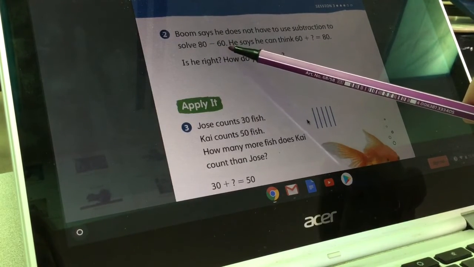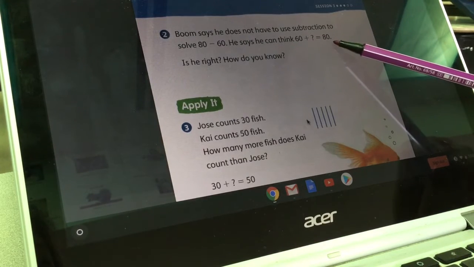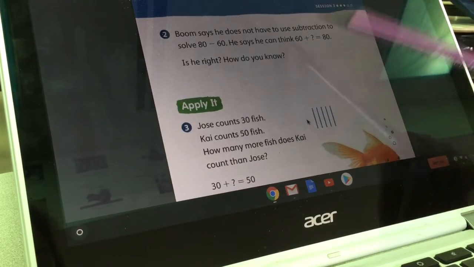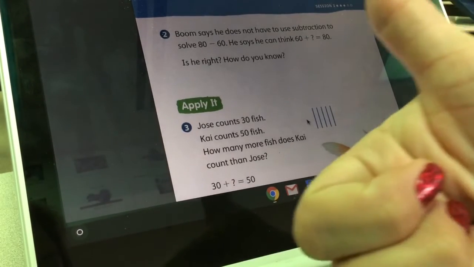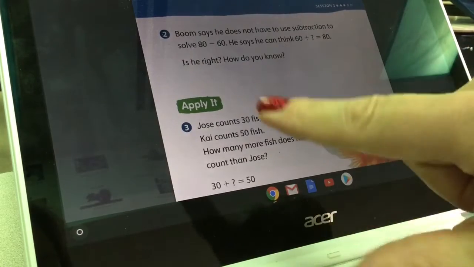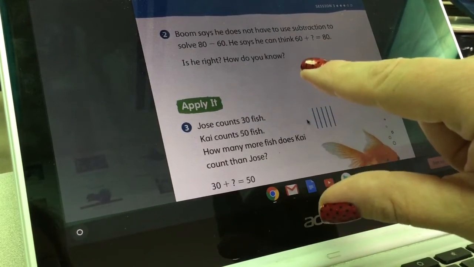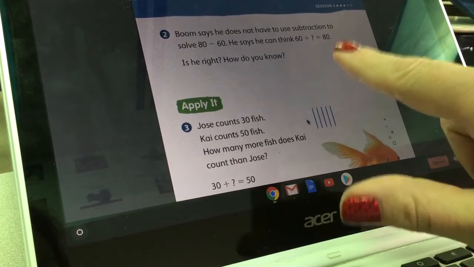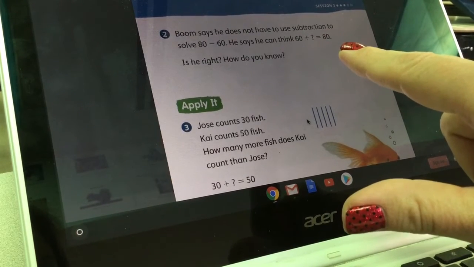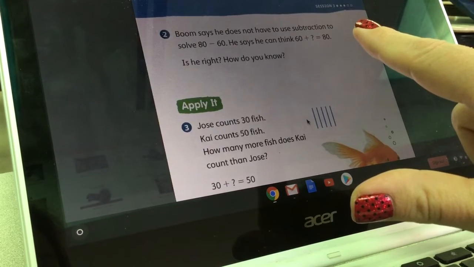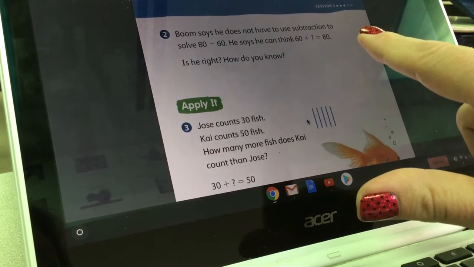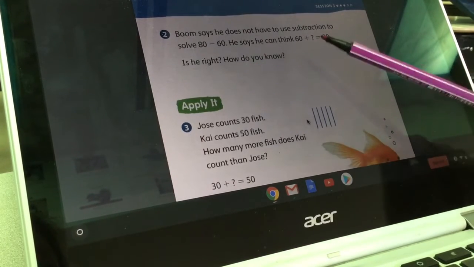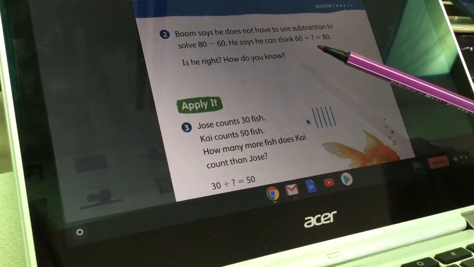So 60 plus what equals 80? I'm going to count on by tens until I get to 80. 60 is in my head. 70, 80. How many tens is that? 2 tens. Let's try that again. 60 is in our head. 70, 80. 2 tens is the same as what number? 20. So yeah, he could use addition to find his answer. That's a great strategy to use for subtraction, if that's the strategy you prefer.